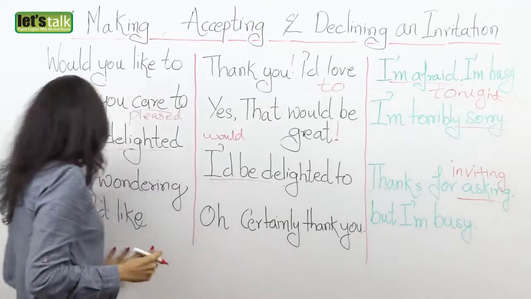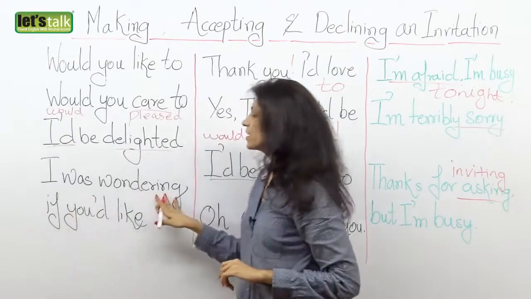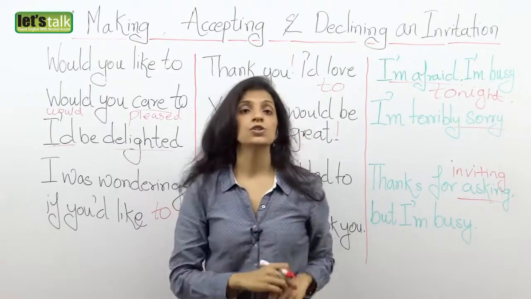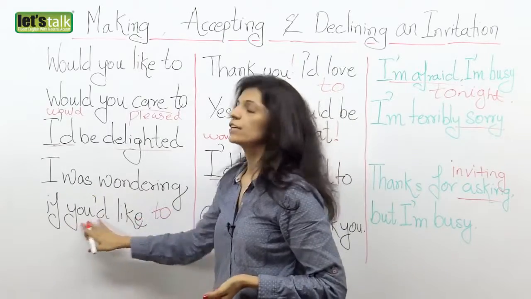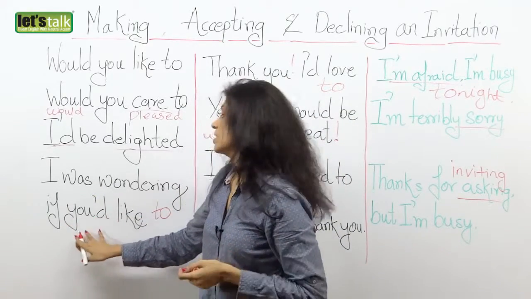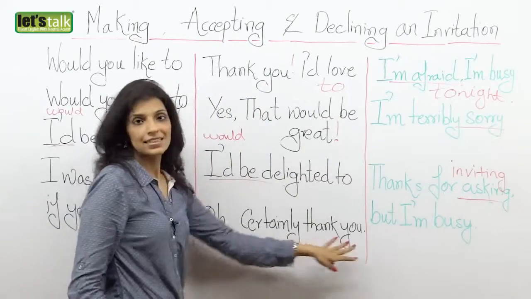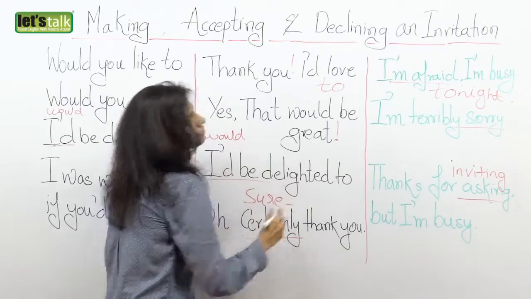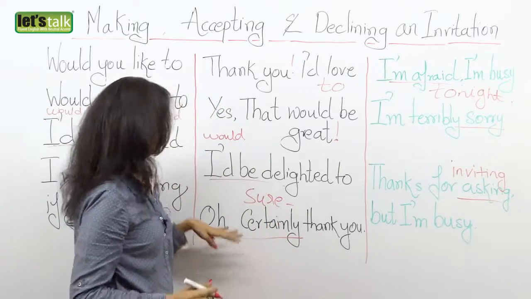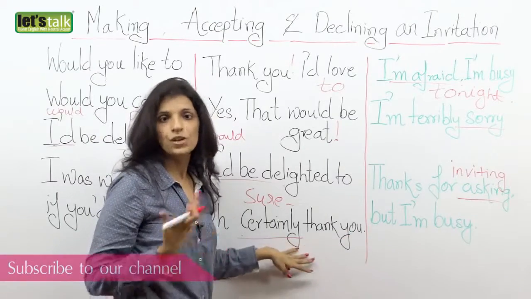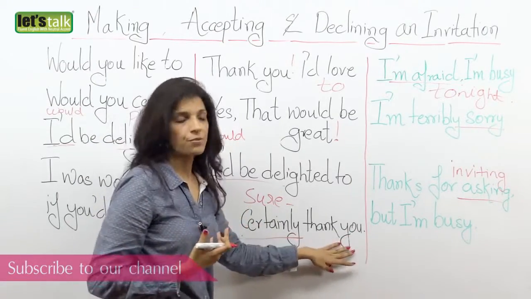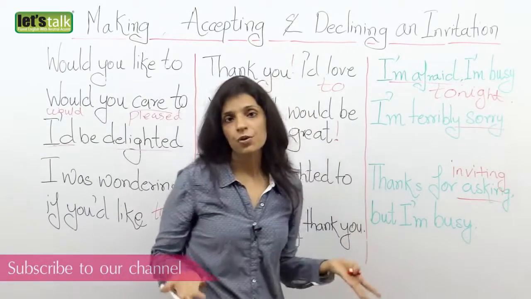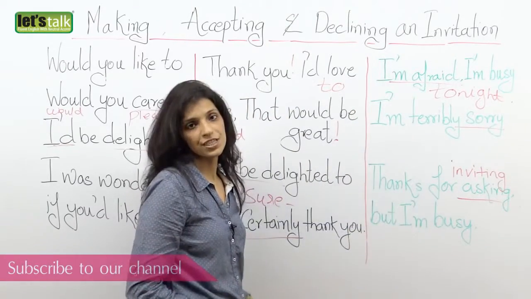Alright. Now, another way of asking is, I was wondering if you'd like to. So you ask your colleagues, I was wondering if you'd like to join us for drinks tonight. You can have a response, oh certainly, thank you. Now here, oh certainly means oh sure. It's a confirmation that yes, I'm going to be a part of it. So oh certainly, thank you. That means you're assuring that you're going to be there. So you accept the invitation. Or if you are declining it, you could use one of these phrases here.